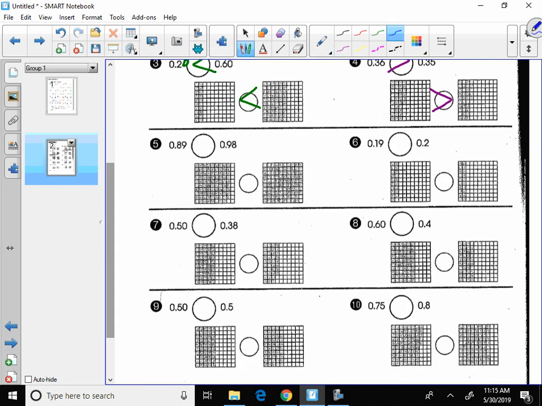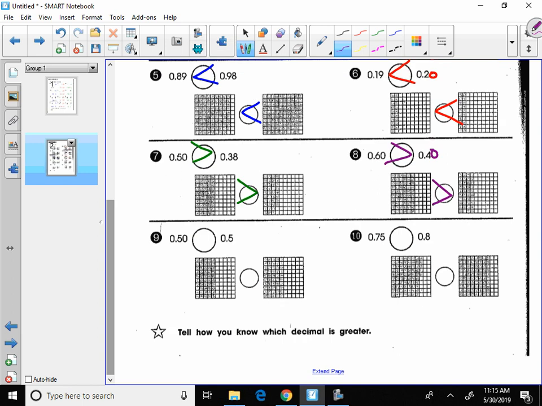Okay, number 5. 89/100 is less than 98/100. Again, adding zeros as necessary really makes the problems much easier to look at. 19/100 is less than 20/100. 50/100 is greater than 38/100. Another 0 here. 60/100 is greater than 40/100. And of course, the pictures confirm all of this, although they are a little bit difficult to see.